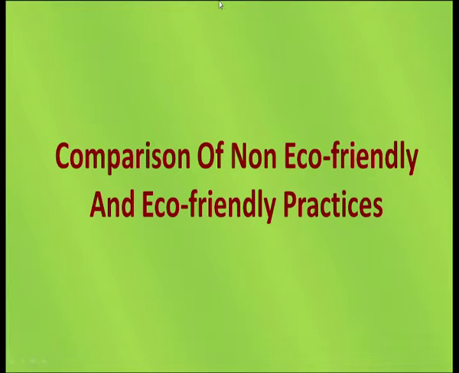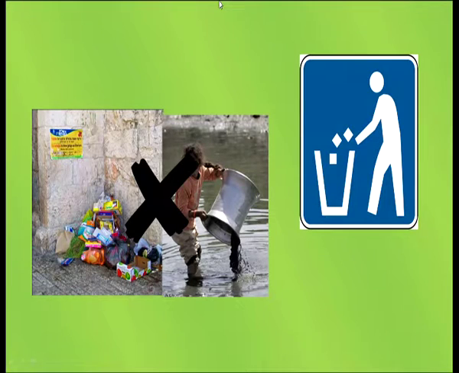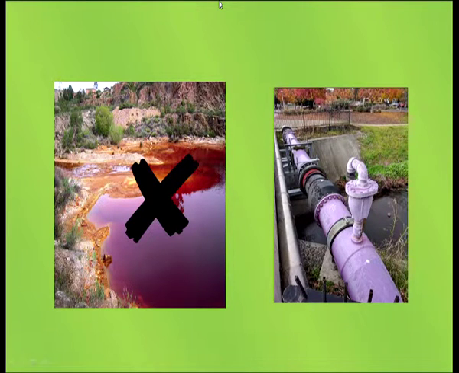Comparison of non-eco-friendly and eco-friendly practices. In this part, we are going to compare practices which are eco-friendly and which are non-eco-friendly. Over here in the pictures, we have depicted waste disposal in the open and in open water bodies. Here is another picture of waste being disposed in a very proper way. Here are another two pictures of waste being disposed from an industry in an open water body, which is the wrong practice and is non-eco-friendly.